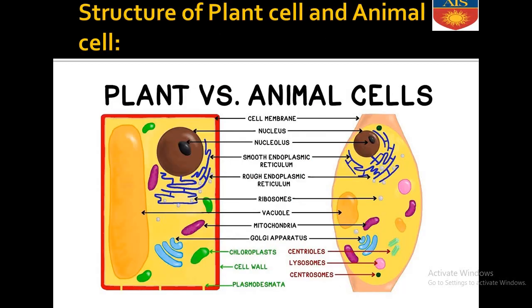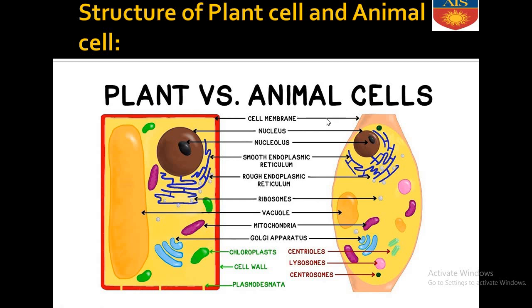Okay. So, this is the structure of plant cell and animal cell. Now, you can see one more difference, that is the nucleus. In case of plant cell, the nucleus is at the periphery. Whereas in case of animal cells, it generally lies at the center.